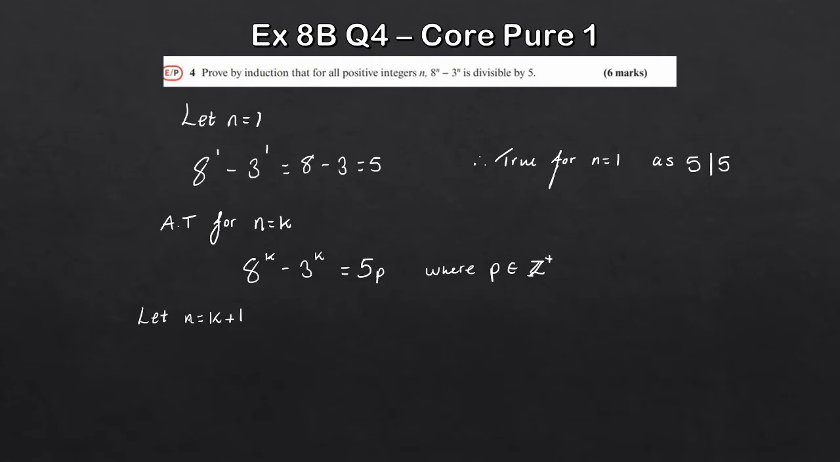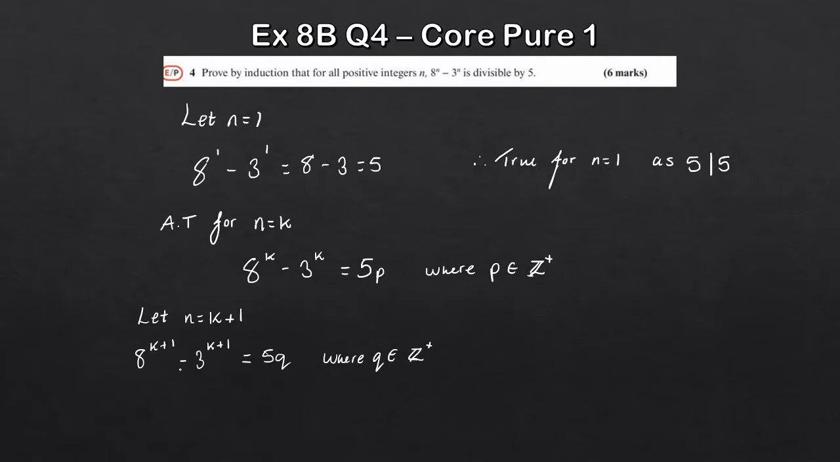Well, if n is equal to k plus 1, what we've got here is 8 to the k plus 1 minus 3 to the k plus 1. And again here, if this is true, this is divisible by 5, it will be equal to 5 times something. So this time I'm going to write it as 5q. And again, q must be a positive integer. Okay, so q is a positive integer, just like p. So this is where you've got to think about what's the easiest way to get this in the right form.